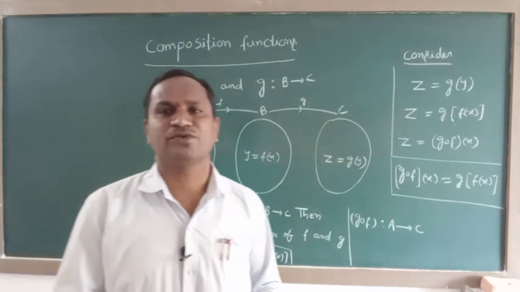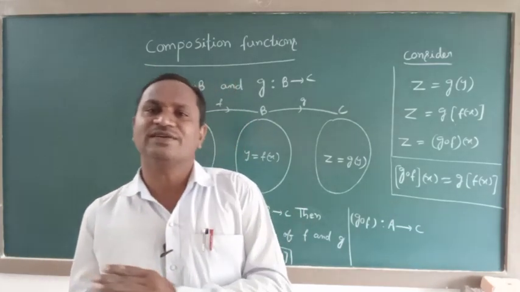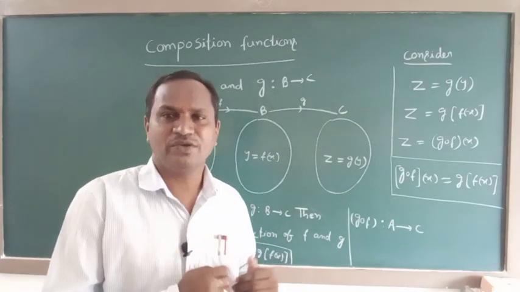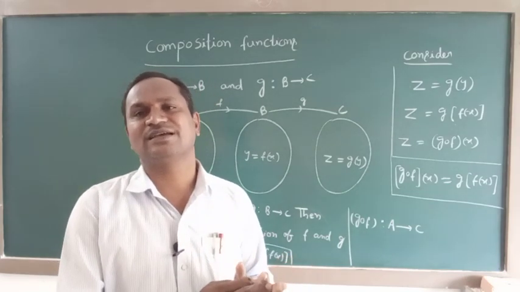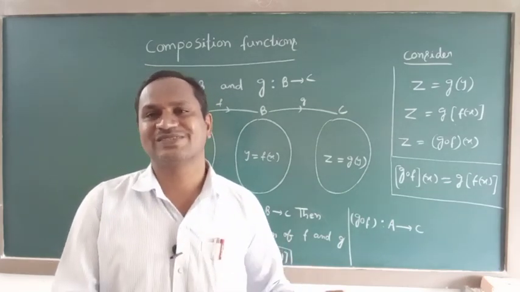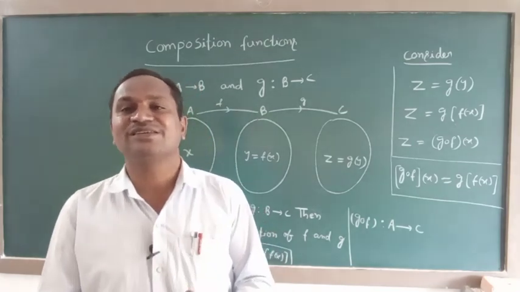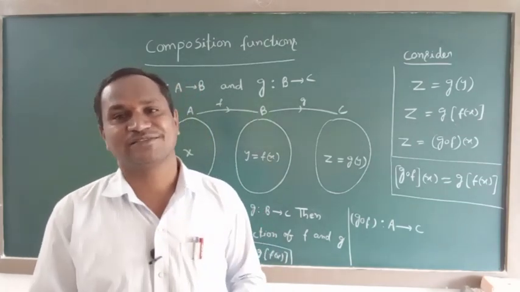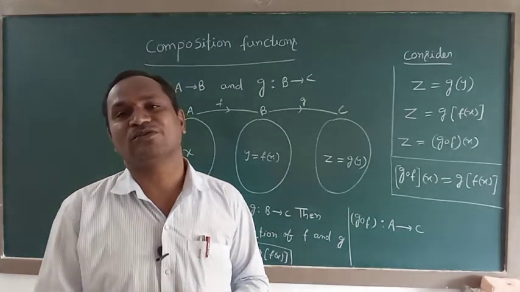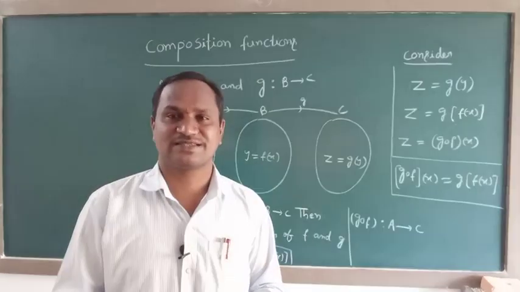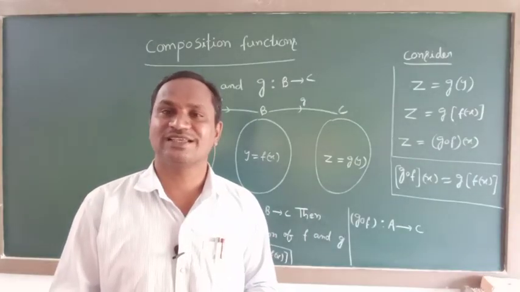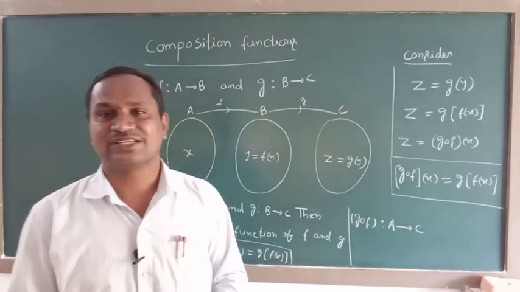That is also one composition function, but we are going in reverse. For g circle f we are moving from A to C. For f circle g we are moving from C to A. This is the concept of composition of the two functions f and g. That's what we can give here.